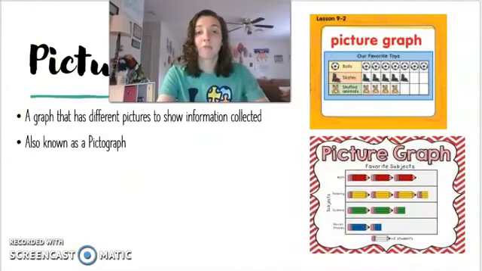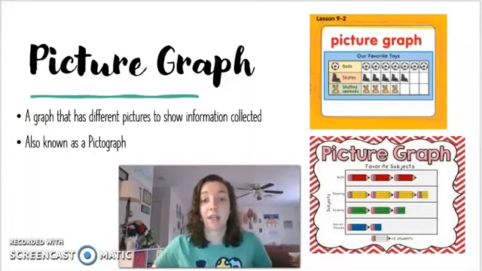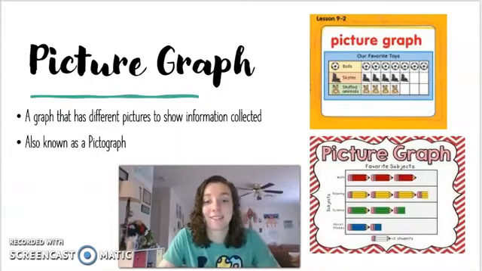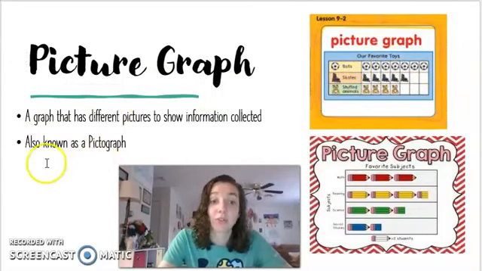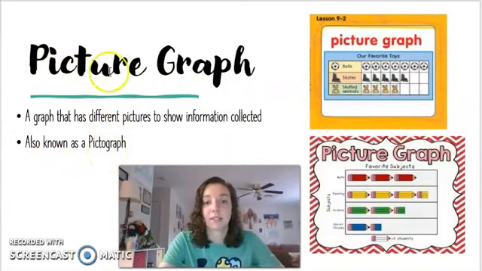Okay? Next, we have picture graphs. Now, picture graphs are graphs that have different pictures to show the information collected. So it's still a way to represent data and in a way that we can organize it, but they just specifically use pictures. It's also known as a pictograph. We didn't really talk about that in our chapter, but it's pretty easy to tell. Picture graph and pictograph, it's just a quicker way to write it, but it's just another thing that it's called.